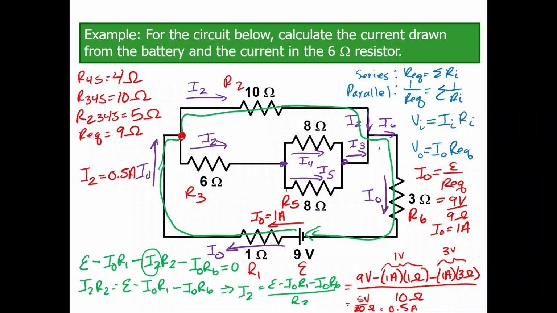And then using this junction, I could say that I0 has to equal I2 plus I3. I lost a little 3 there. I2 plus I3. So that means I3 has to equal I0 minus I2. So I3 has to equal 1 amp minus 0.5 amps, which is 0.5 amps. Same answer, completely different method.